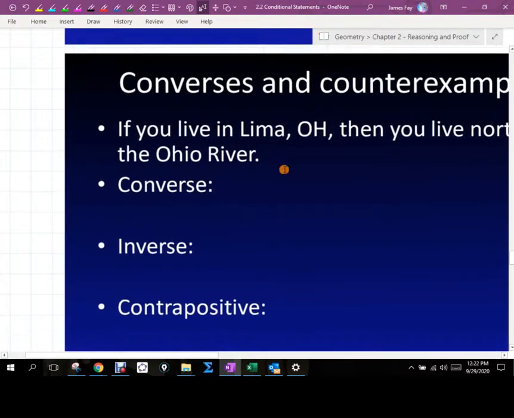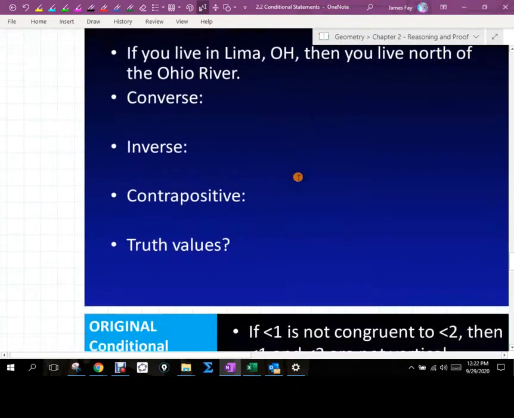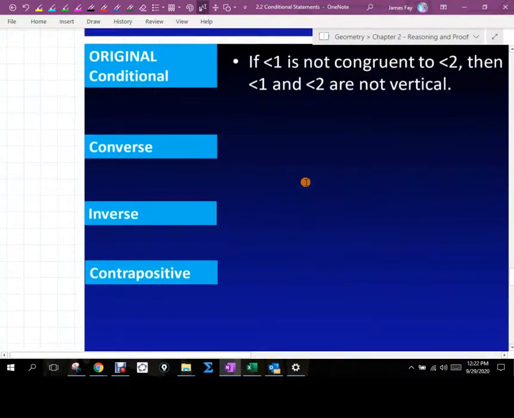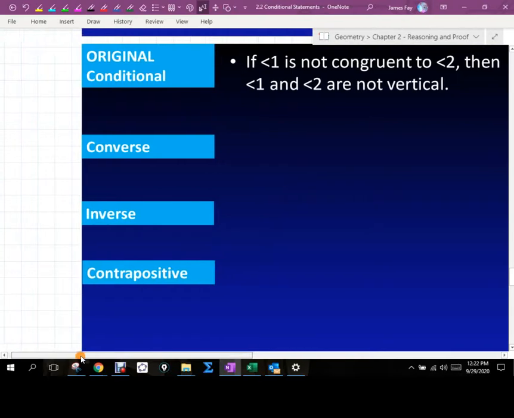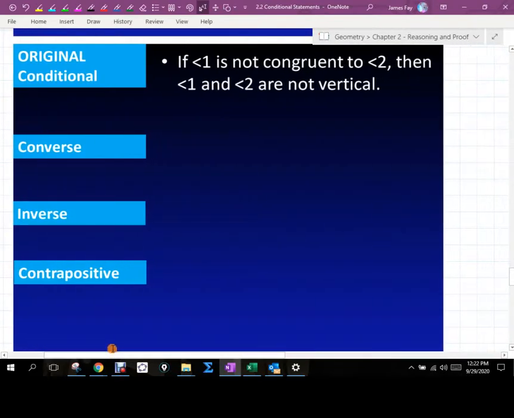All right, so these are just some practice. Let's get down here to some math ones. I'm going to start you with an original conditional that says, if angle 1 is not congruent to angle 2, then angle 1 and angle 2 are not vertical. We've talked about vertical angles, right?